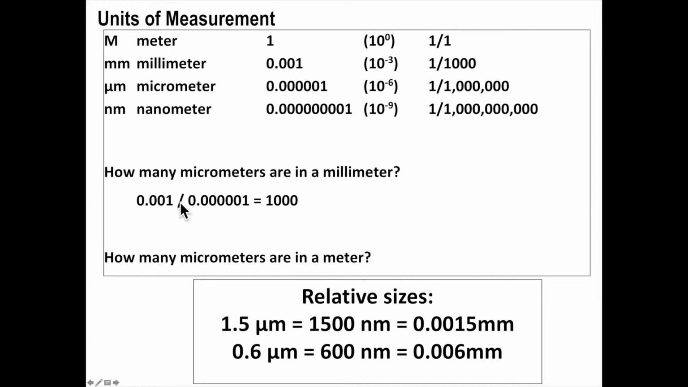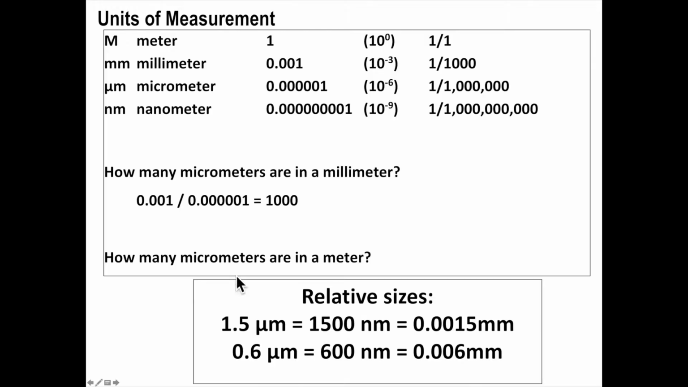That gives 1,000, so a 1,000-fold difference. That's the key thing I want you to know: every step when we go from meter to millimeter to micrometer to nanometer, we're going down 1,000-fold. That's 3 orders of magnitude. It's a big deal. So how many micrometers are in a meter? I will let you determine that.